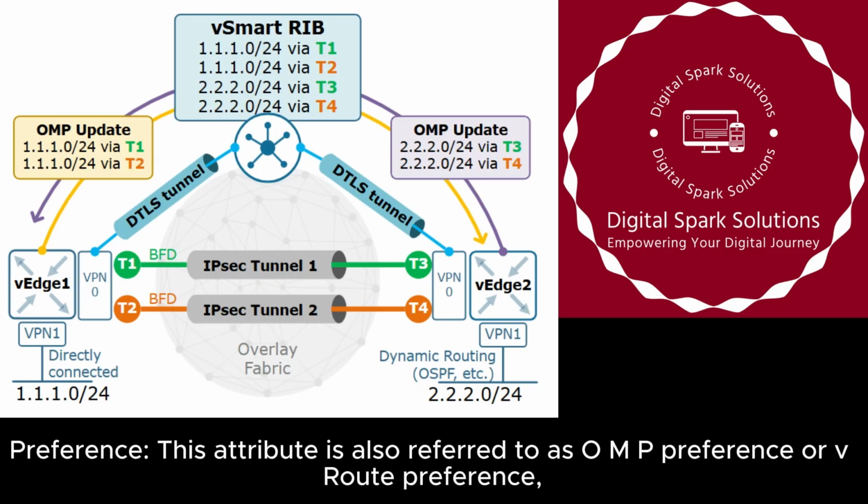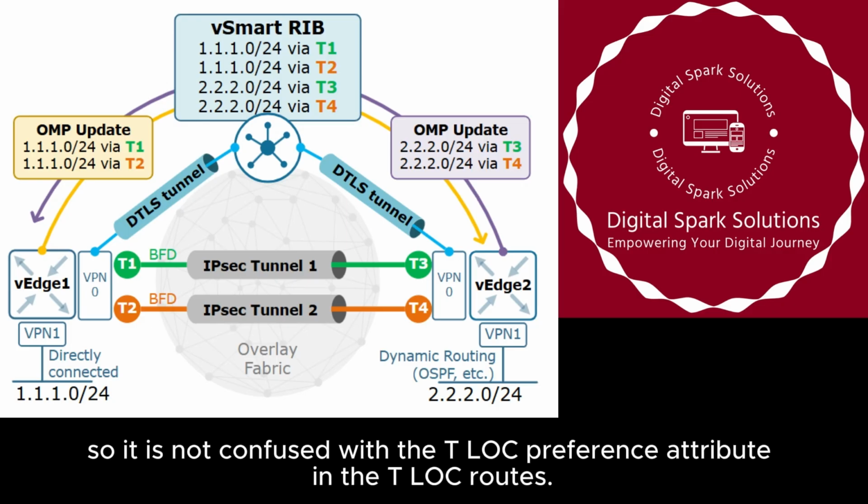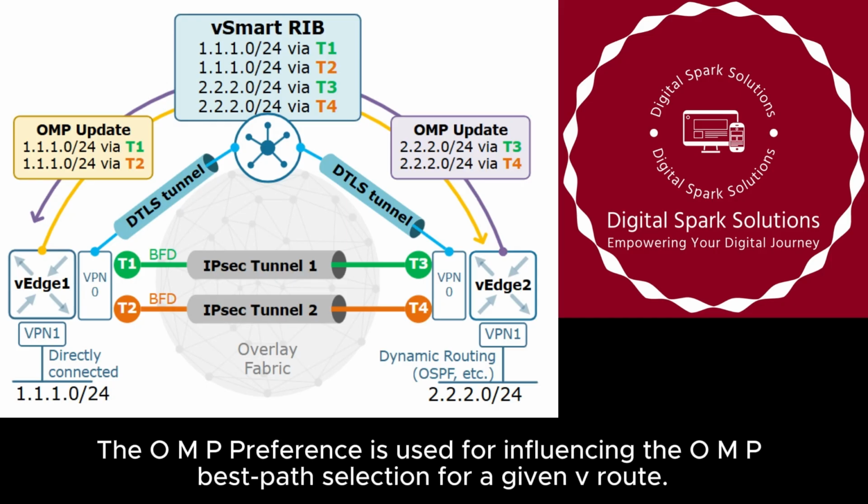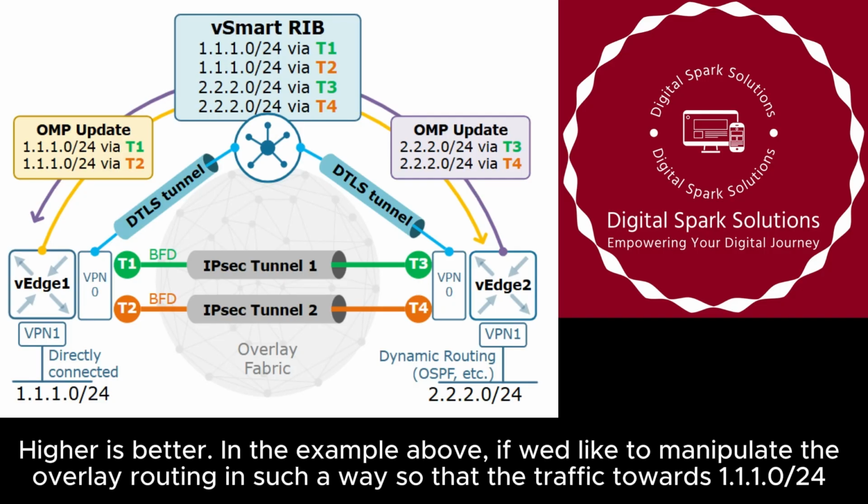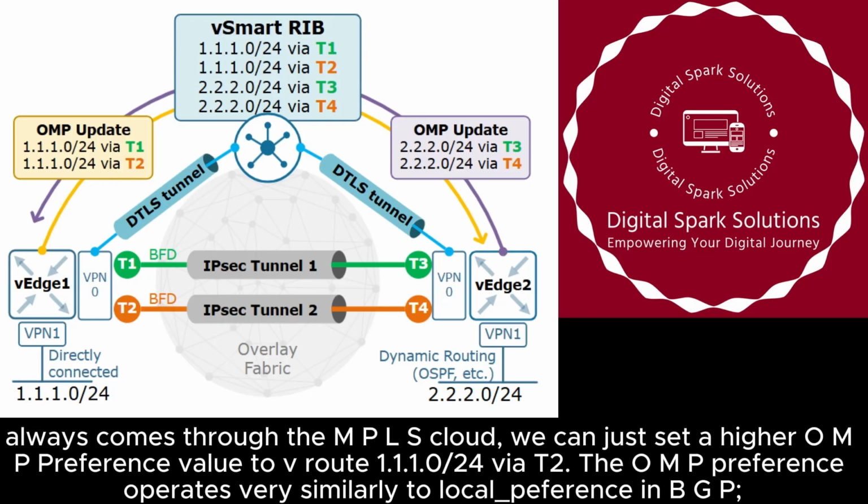Preference. This attribute is also referred to as OMP preference or vRoute preference, so it is not confused with the TLOC preference attribute in the TLOC routes. The OMP preference is used for influencing the OMP best path selection for a given vRoute. Higher is better. In the example above, if we'd like to manipulate the overlay routing in such a way so that the traffic towards 1.1.1.0/24 always comes through the MPLS cloud, we can just set a higher OMP preference value to vRoute 1.1.1.0/24 via T2. The OMP preference operates very similarly to local preference in BGP.